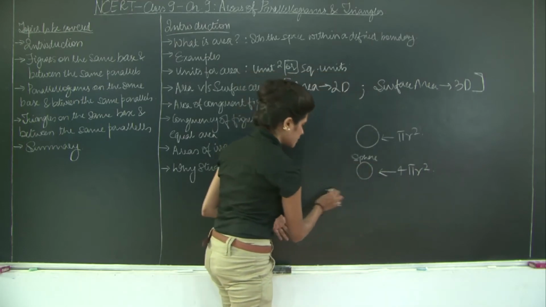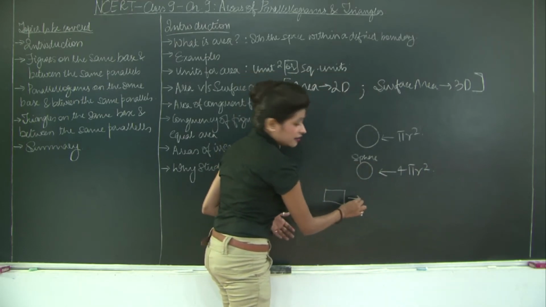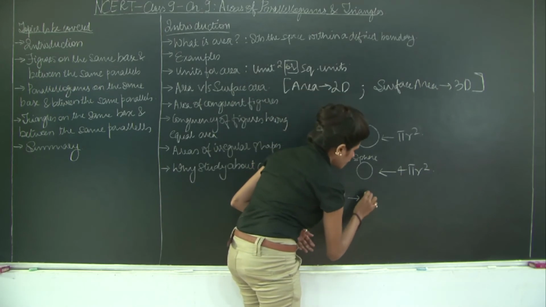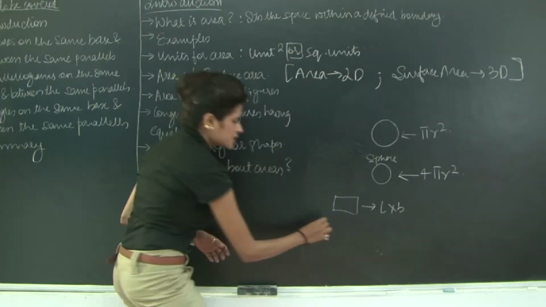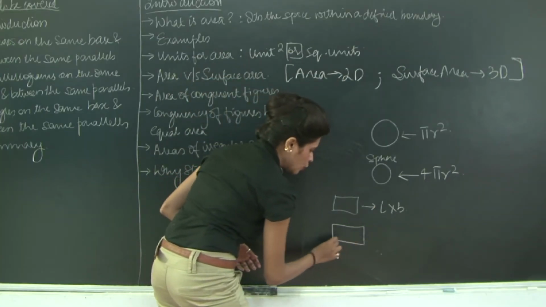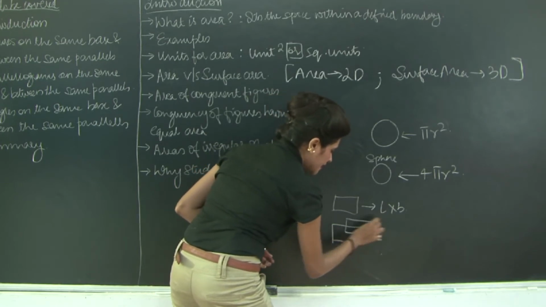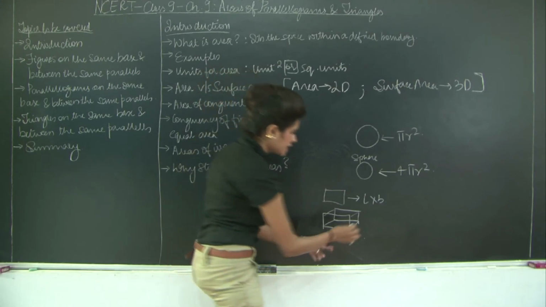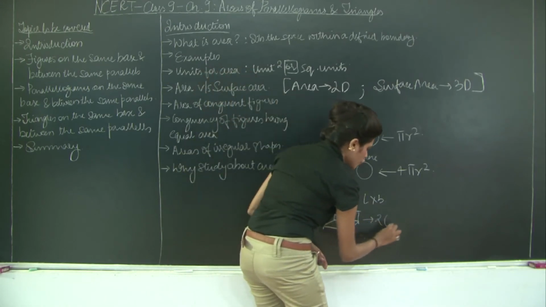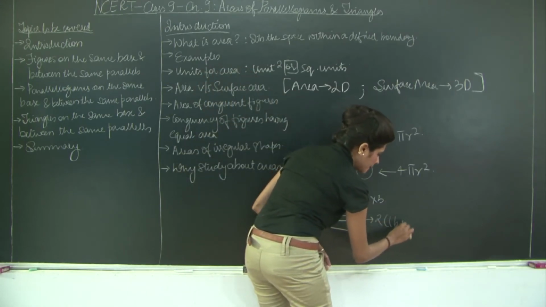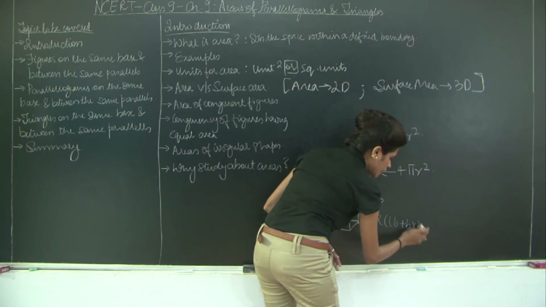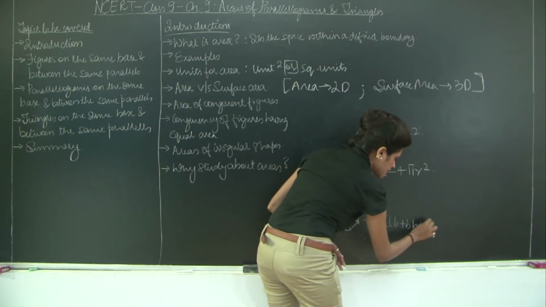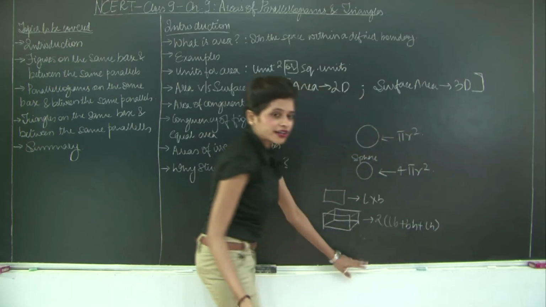Similarly, if you have a rectangle, then the area is length into breadth. So, let's say I have a rectangular cuboid. The best example I can give you is a carton. What is the surface area? Obviously, the surface area for this is going to be 2 into length into breadth plus breadth into height, that is BH, plus length into height. So, how did I get these?